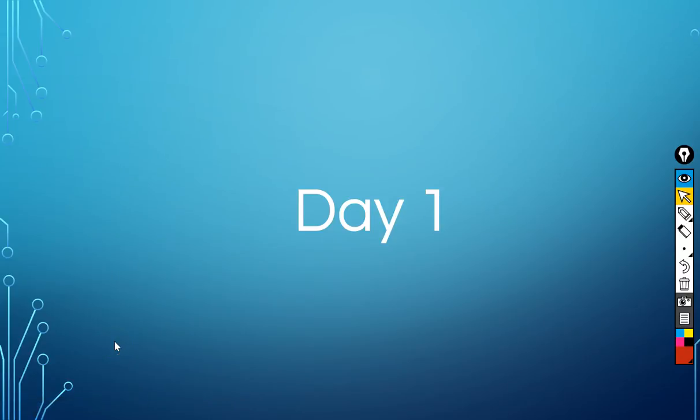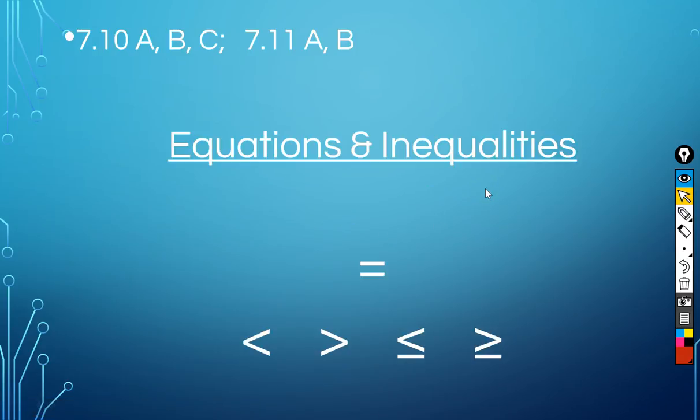Okay, here we go. This is the new material that you will need to know for the 6 weeks test. So this is our second unit, and this is for equations and inequalities.